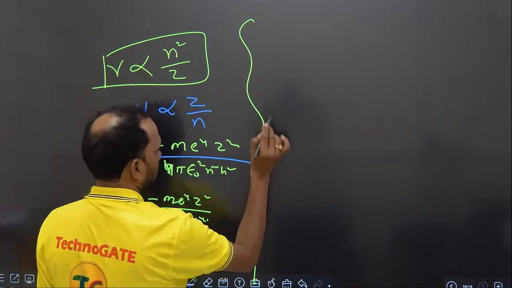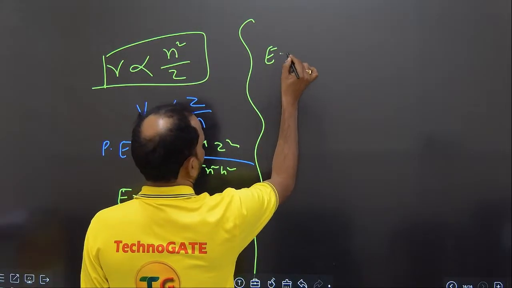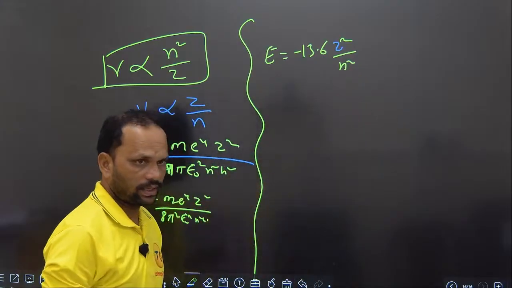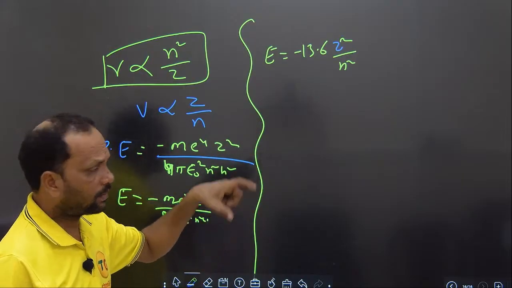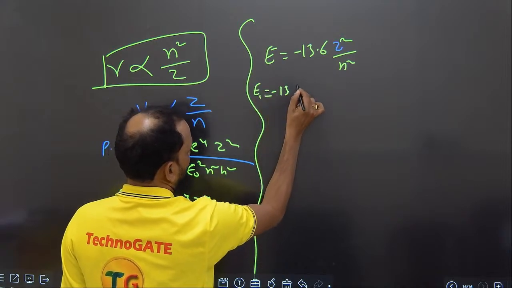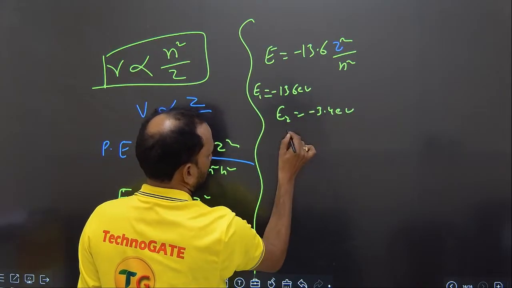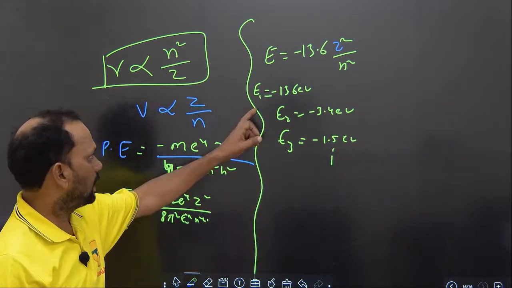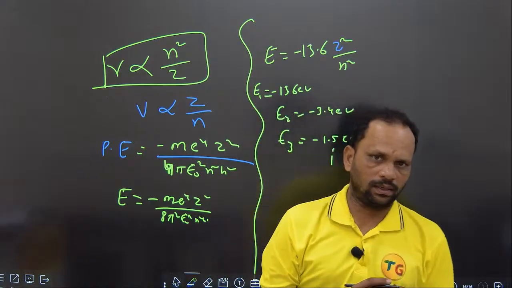So finally, after finding the ratio, the energy formula is E is equal to minus 13.6 into z square by n square. Then for the first orbit, the ground state energy is minus 13.6 electron volts. For the second, it is minus 3.4 electron volts. For the third, minus 1.5 electron volts, like this. So these are the energies of the electron in the ground state, first orbit, second orbit, third orbit.